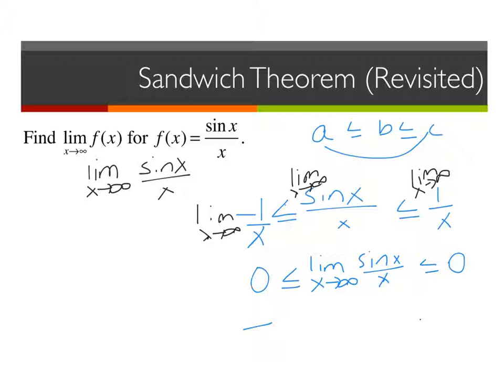So we can state with some certainty that the limit as x approaches infinity of sine x over x is 0. Okay, so remember the concept here is that if I tell you this is between 0 and 0, well, if it's between 0 and 0, it must be 0. There's no other numbers that are between 0 and 0. Okay? That's the concept of the sandwich theorem.